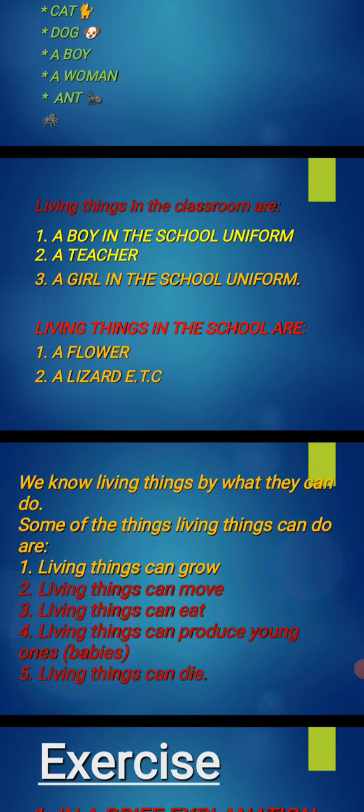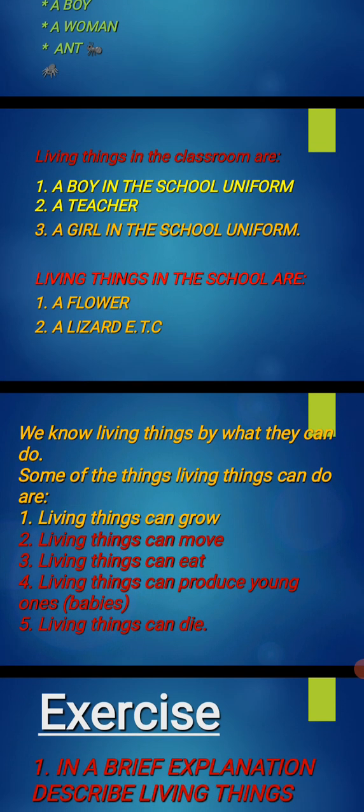We move to the characteristics of living things. We know living things by what they can do. What are the attributes that can be seen in living things that make us classify these things as living things? Number one, living things can grow. Yes, all living things can grow from baby to toddler, from toddler to adult. Two, living things can move. Yes, living things can move about from one place to another, from your church to your house, and from your house to your school, and so on and so forth.